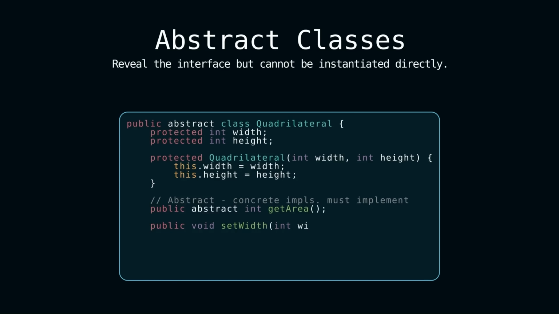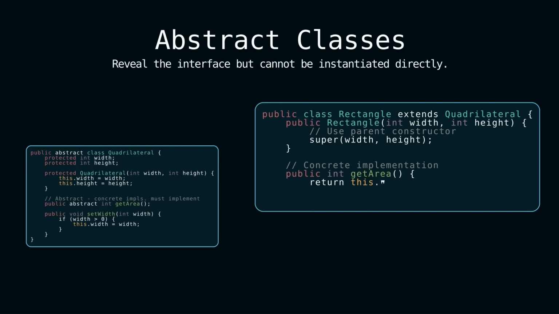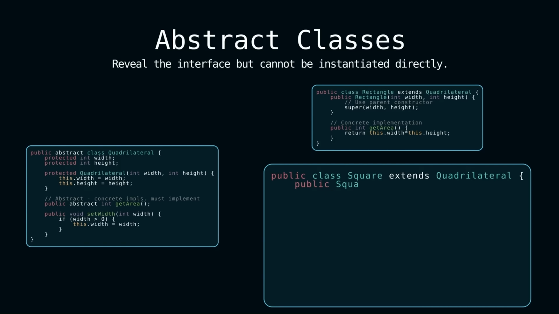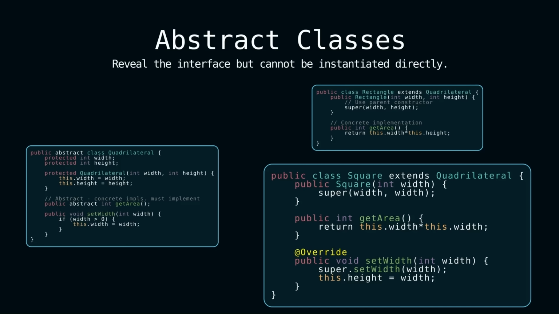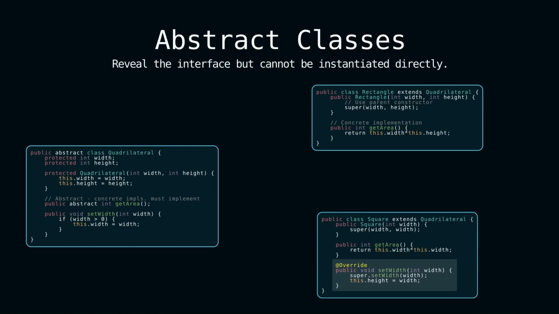One way to model this is via abstract classes. An abstract class can't be directly instantiated. Instead, it reveals the interface through abstract methods. Concrete subclasses must then extend this abstract class and implement these abstract methods. Abstract classes can also contain fully implemented methods too, which are shared amongst all the subclasses. These can be overridden by the subclasses if needed.